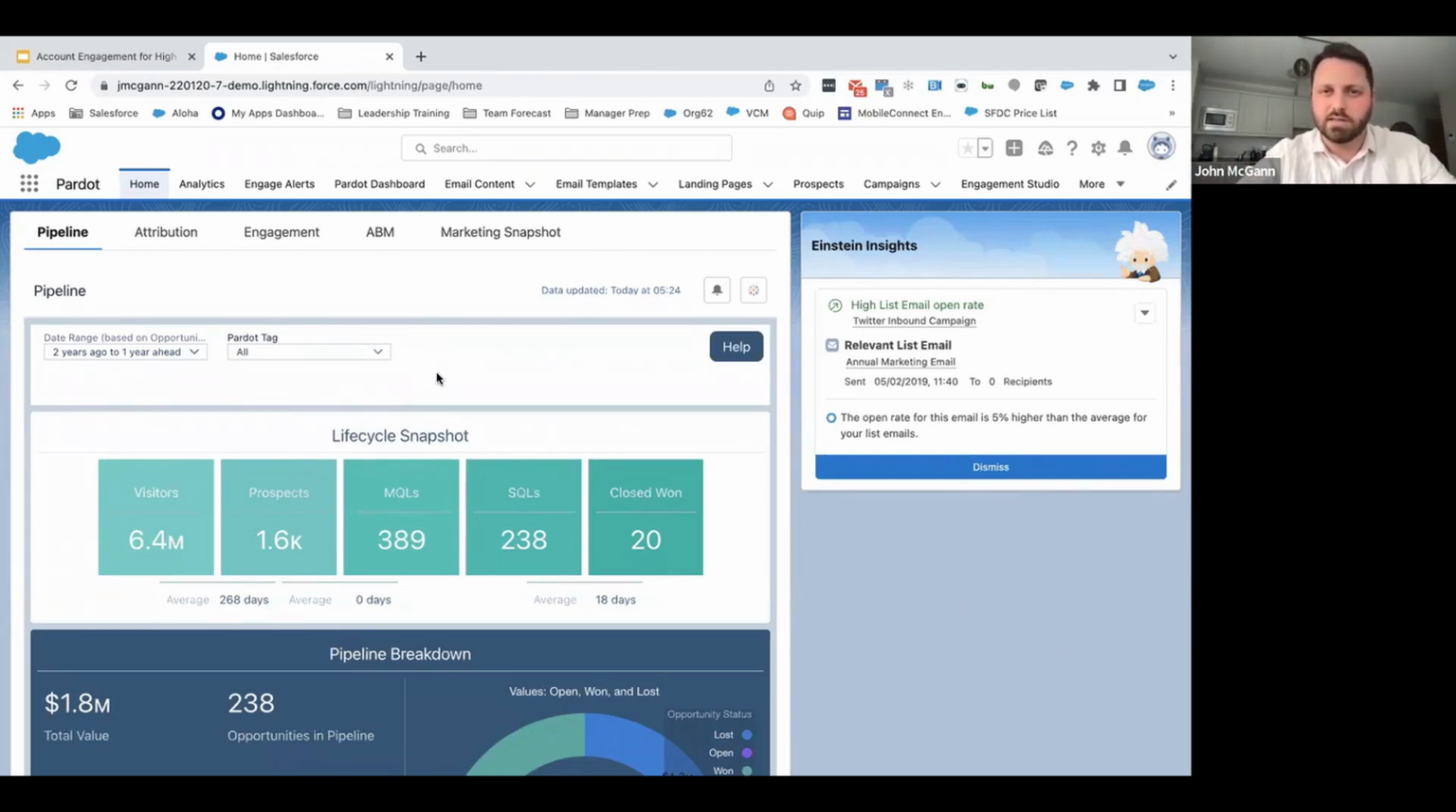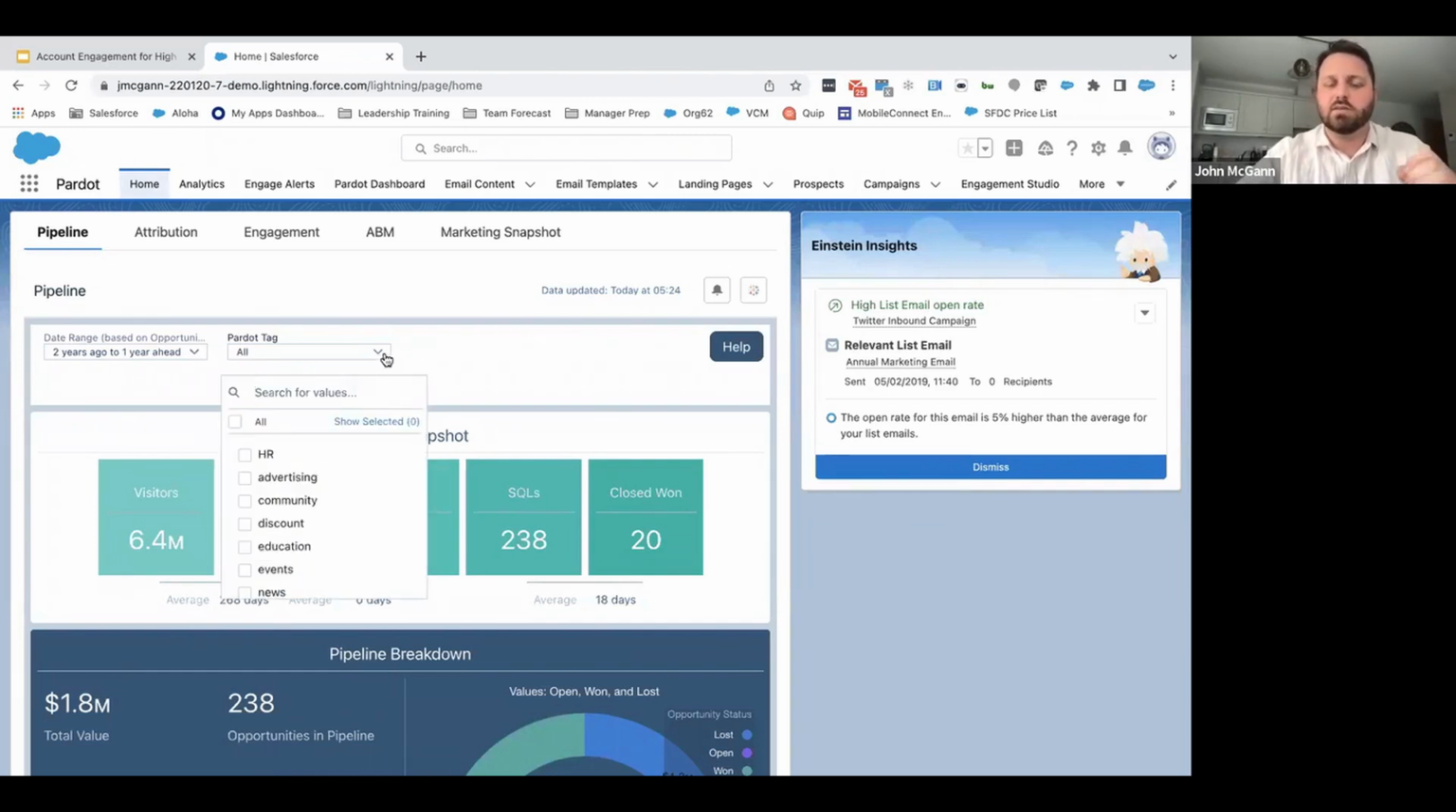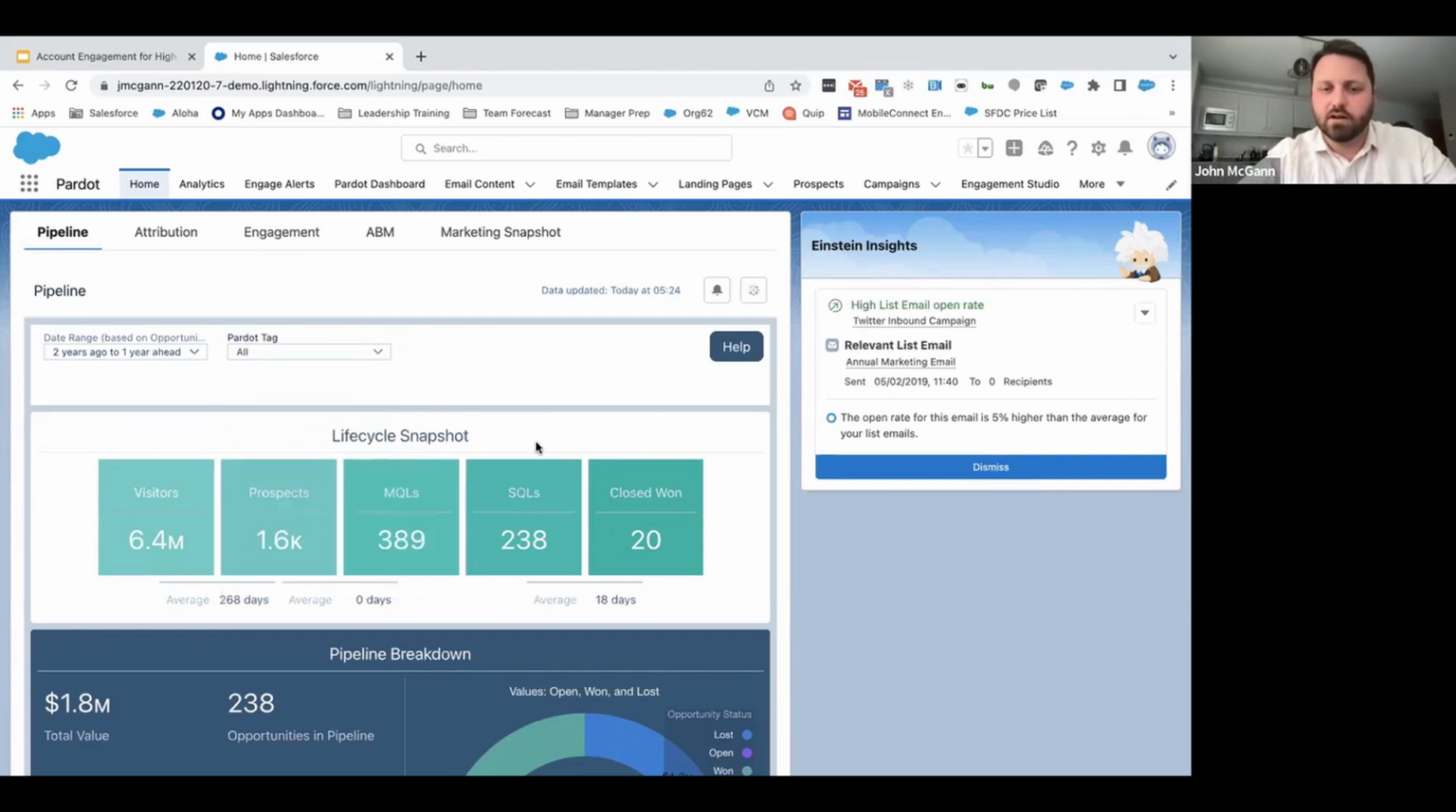And what we're able to do is filter this down to look at different date ranges, but also Pardot gives you the ability to start tagging your assets or tagging your content so that we can start to maybe understand at a more high level how specific categories of campaigns are actually performing when it comes to pipeline in this instance. And what we get here right up the top is understanding that life cycle snapshot.